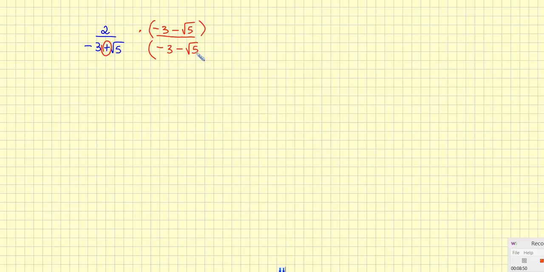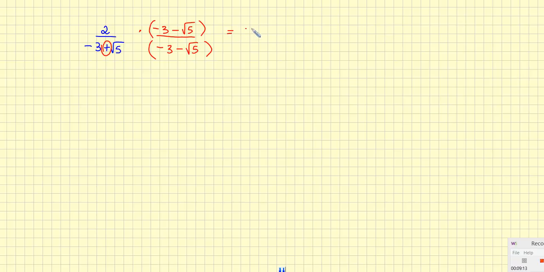Okay? So that needs to be clear to everyone, that when we are multiplying by the conjugate, only the opposite sign is going to be in the middle. All the other signs attached to the other numbers outside of the middle are going to stay the way they are. They remain as they are.